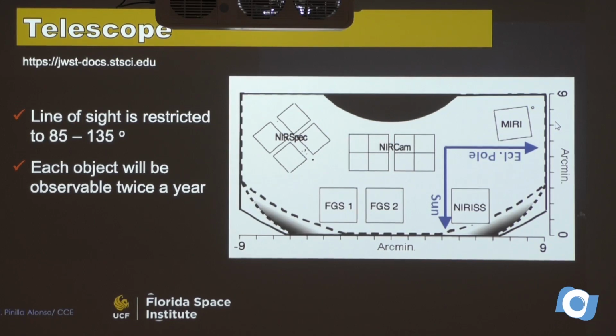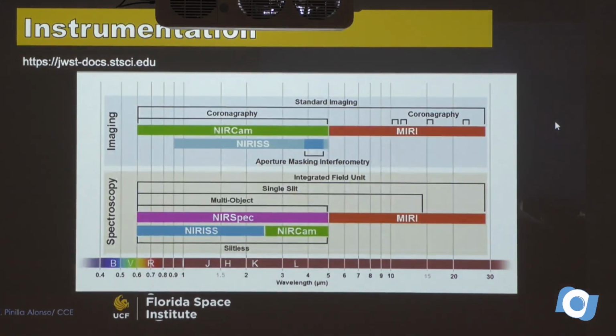The good thing is, it cannot point everywhere at every time, because then it would point to the sun and it would heat up. But because it's orbiting, then you get a full view of the sky twice a year. So you have full coverage of the sky twice a year. This shows how versatile the instruments are. This is the coverage in wavelength range. These are all the modes for spectroscopy and all the modes for imaging.